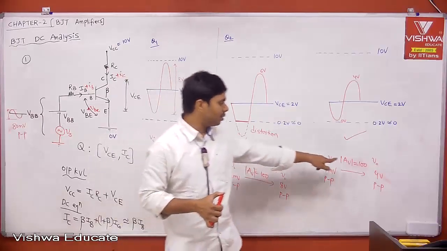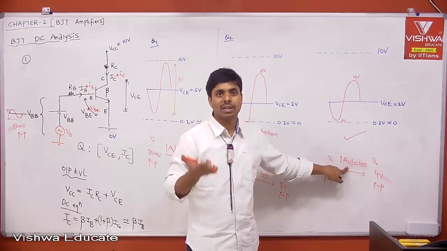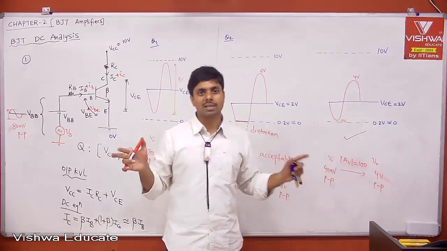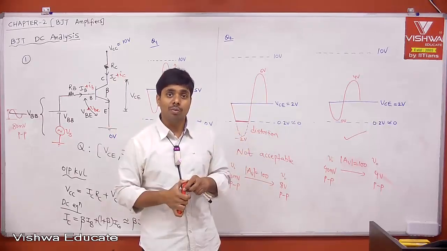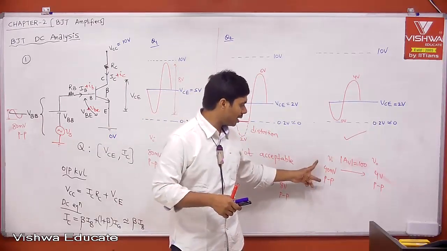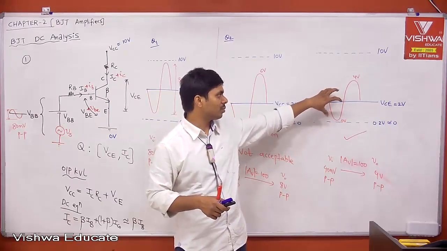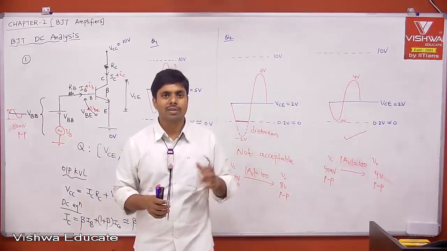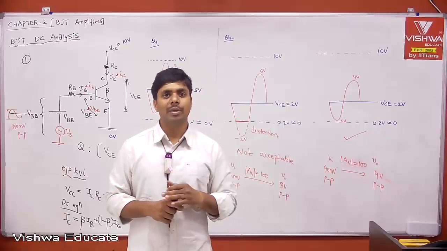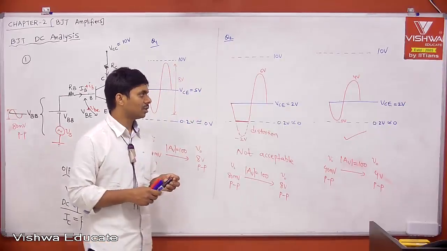But remember, gain is 100 only. I am not changing the gain. You may think that gain is changed, but with respect to AC analysis, your gain is not changed. But you know what happened? By applying a small signal, or reducing the signal at the input, we are getting an output which does not have any clipping or any distortion. That is what it is.